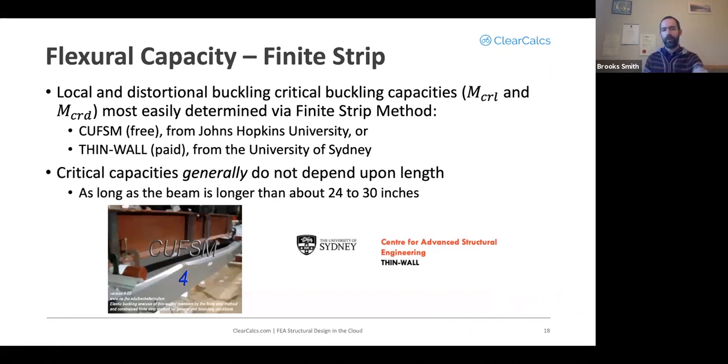The critical capacities you're going to calculate for local and distortional buckling are generally going to be valid anytime you use a given section. They generally do not depend on length. The only time they will is if you have a very, very short beam or if you manage to restrain your local and distortional buckling at very tight intervals. But generally, as long as your beam is longer than about 24 to 30 inches, and I'll talk more about exactly what that means in a second, then these capacities will be able to be used any time you use the given section.